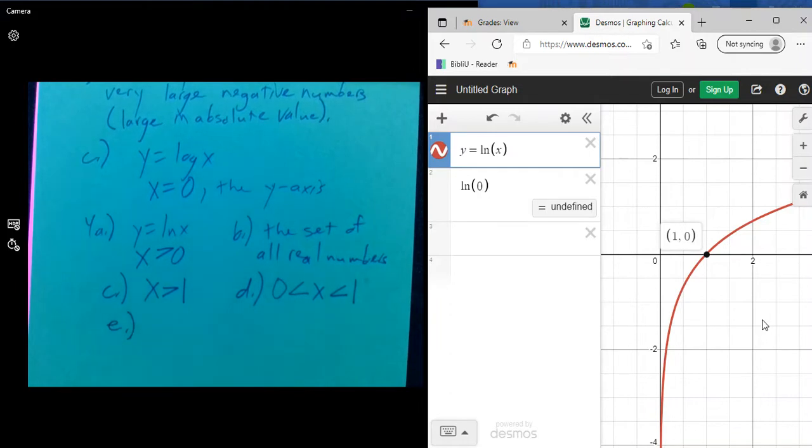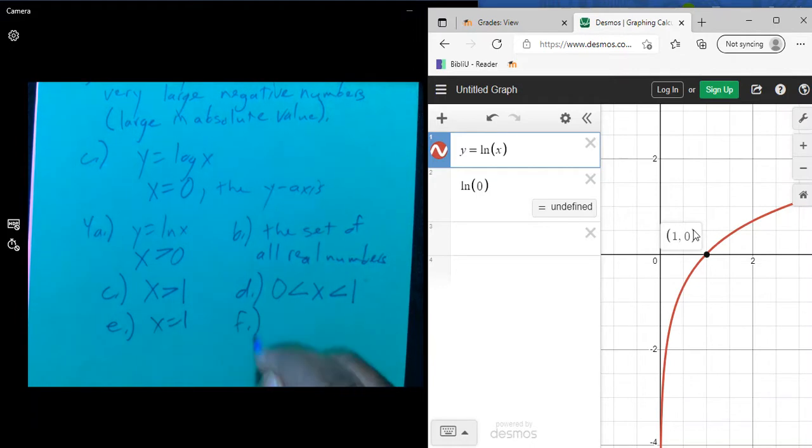Now we go here to E. For what value of x does the natural log x equal 0? And we have that here. When x is 1, natural log x is equal to 0. So it'll be x equals 1.